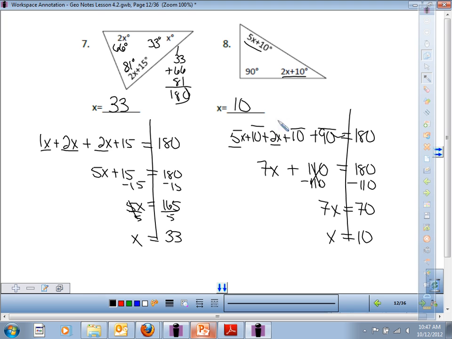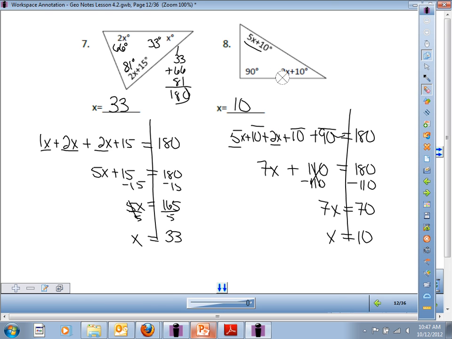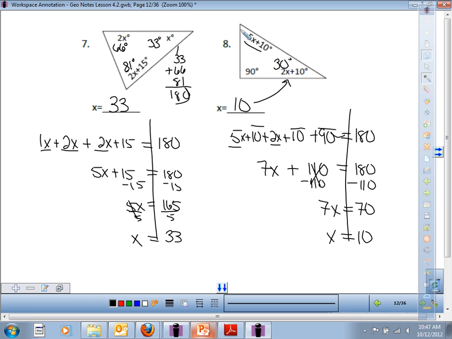Now we need to go back and find the missing angle. So we have to substitute in. And I'm just going to draw it right in the drawing. 2 times 10 is 20. 20 plus 10 is 30. Okay, well, now start thinking. This is going to have to be 60. Let's see if we're right. 5 times 10 is 50. 50 plus 10 is 60. This is 60. How did I know that had to be 60? Because 30 plus 90 is 120. 180 minus 120 is 60. So it had to be 60, and it was. So we were good to go.